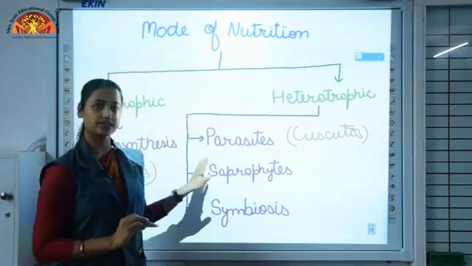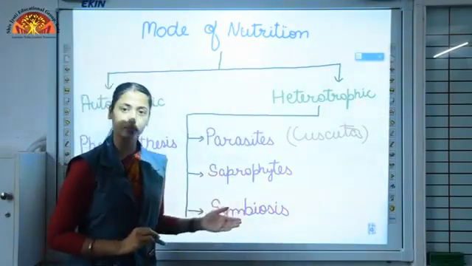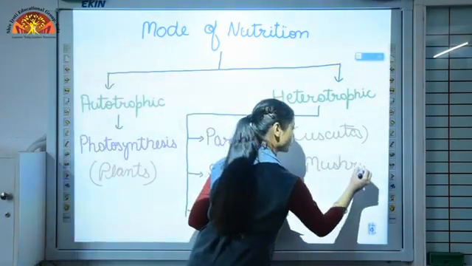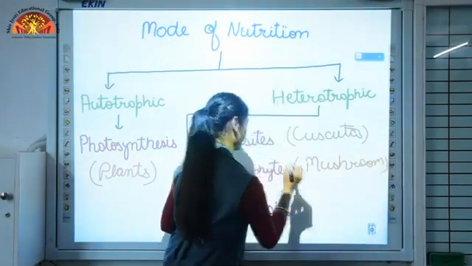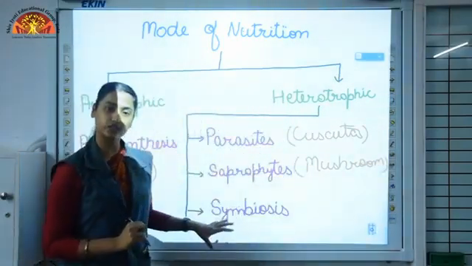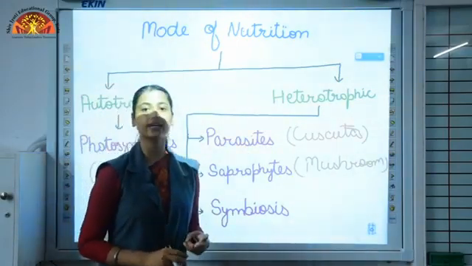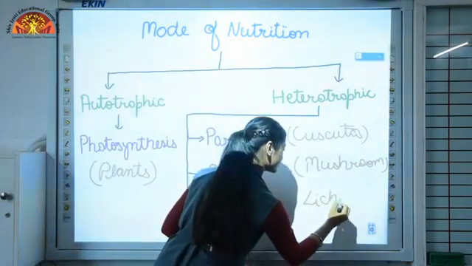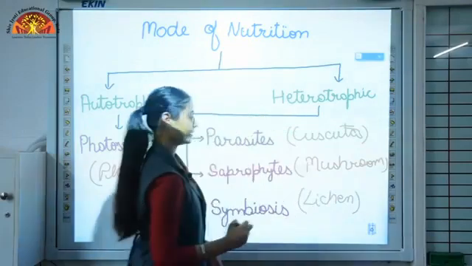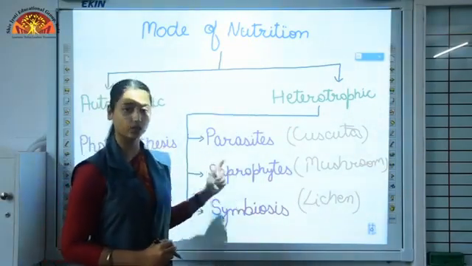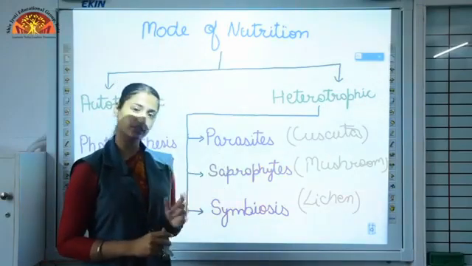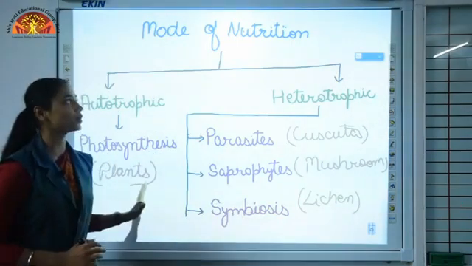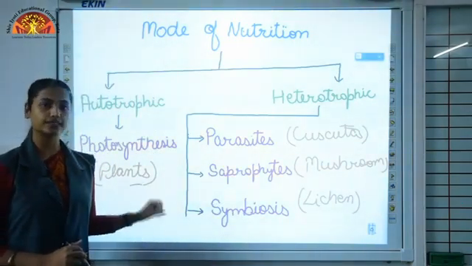Then saprophytes, they are dependent on dead and decaying matter for their food. A very common example is mushroom. We eat mushroom. Then next is symbiosis relationship, a mutual relationship between two organisms in which both get benefits. Example is lichen. And in the last slide we studied one bacteria, rhizobium, and that also shows a symbiosis relationship. So that was all about modes of nutrition in plants and animals.